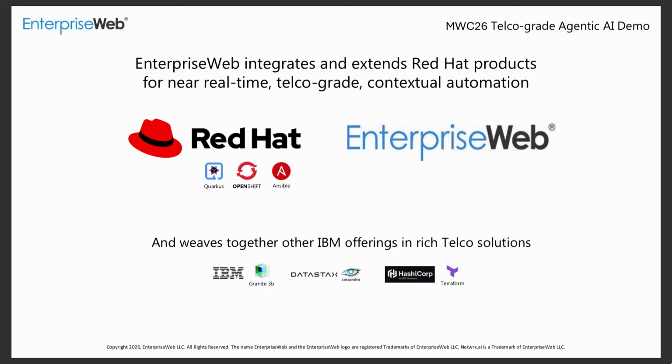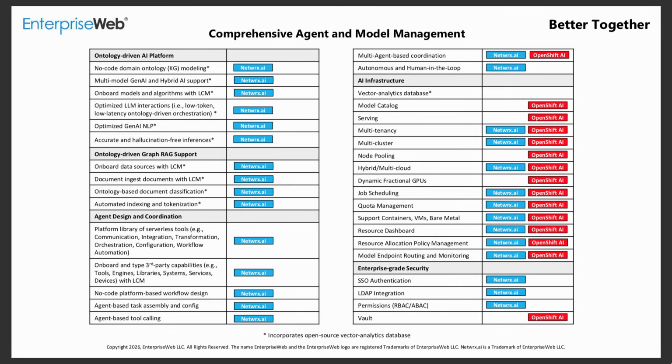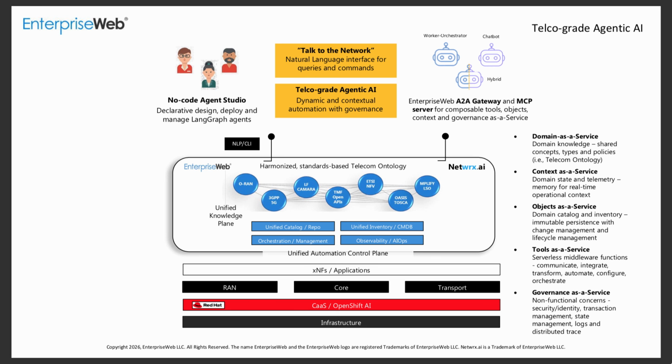The two companies have a long history of collaboration, including many award-winning catalysts and other projects across the industry. Together, EnterpriseWeb and Red Hat provide a comprehensive agent and model management platform. You can pause and zoom in on the detail if you like, but needless to say, it covers all of the capabilities you need for developing and operating agents at scale. Here you'll see the fit.